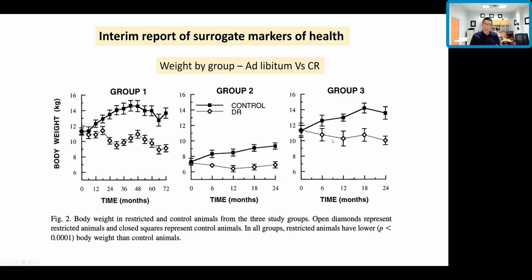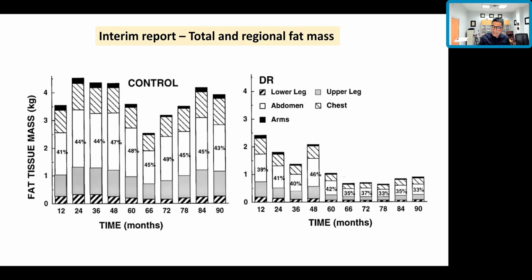What happened to their fat mass? So this is total and regional fat mass. In the control group, the fat mass was much higher compared to the group that had undergone dietary restriction or calorie restriction. It was lower not only in the abdomen, but in all places. So these animals were lighter.